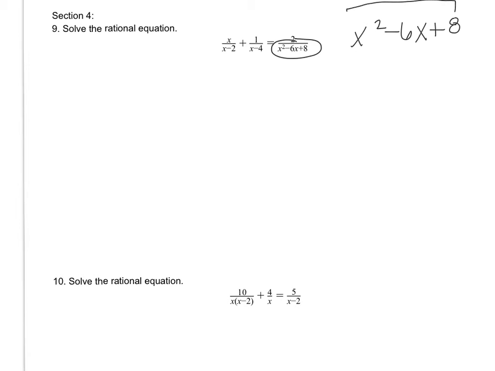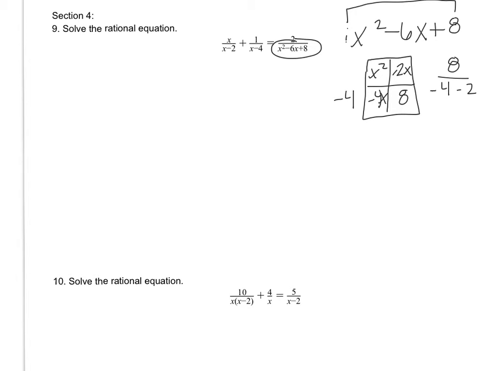When I multiply 8 by the imaginary 1 that's here, I get 8. And I ask myself what multiplies to 8 but adds to negative 6. That would be negative 4 and negative 2. So when I make my factor box, I'll put my x squared here, I'll put my 8 here, and then that negative 4 and negative 2 go in these boxes with an x on the back. Then a negative 4 comes out on this row, an x comes out on this row, an x can come out on this column, and a negative 2 can come out on that column. So it's (x minus 2)(x minus 4).